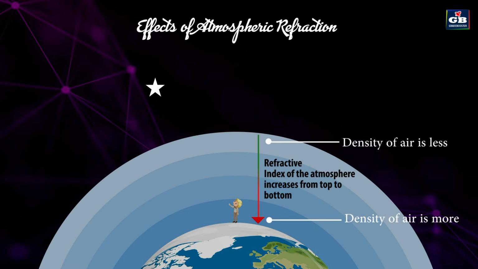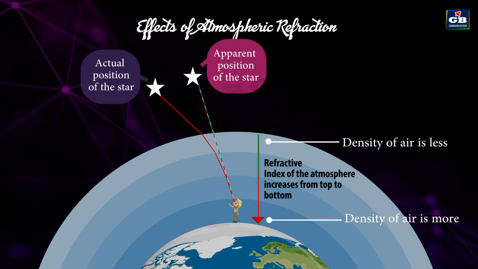As the light enters the atmosphere and reaches the surface of the Earth, the refractive index of the atmosphere increases. Due to this changing refractive index, the starlight bends towards the normal. Because of this, we see the star at a slightly different position from its actual position. The star appears slightly higher than its actual position when viewed near the horizon. So the new position of the star is called the apparent position of the star.